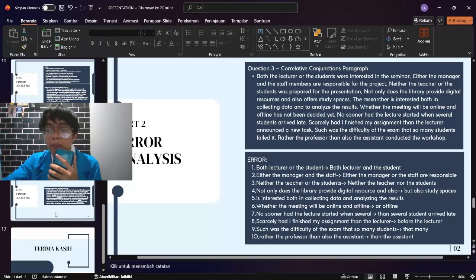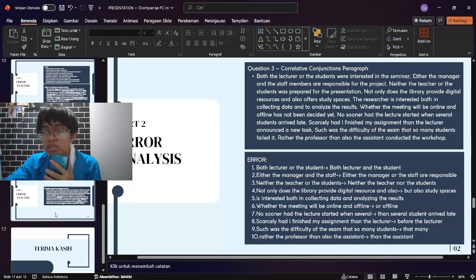So, both the lecturer or the student were interested in the seminar. Either the manager and the staff members are responsible for the project. Neither the teacher or the students was prepared for the presentation. Not only does the library provide digital resource and also offer a study pace. The researcher is interested both in collecting data and to analyze the results. Whether the meeting will be online and offline has not been decided.